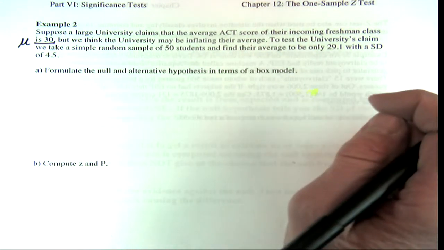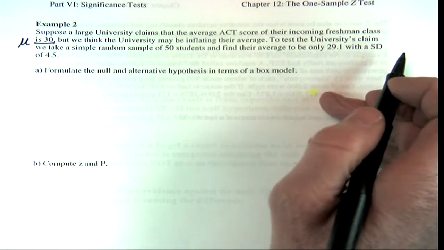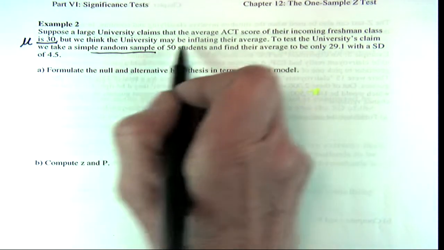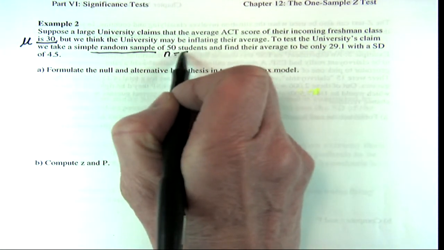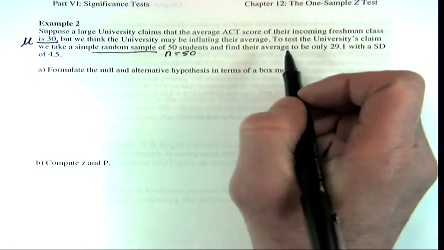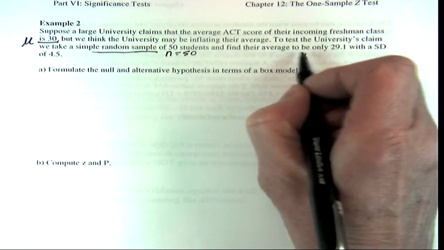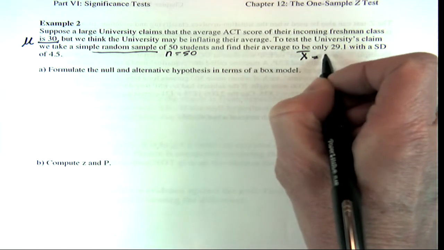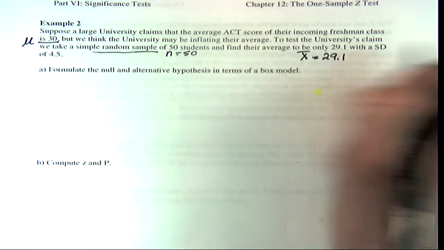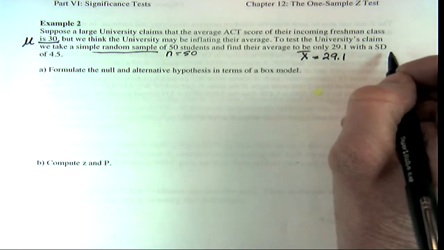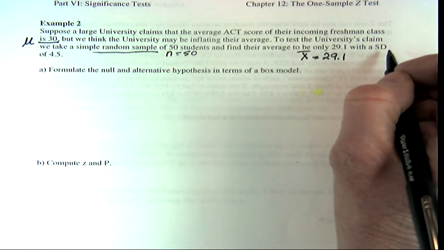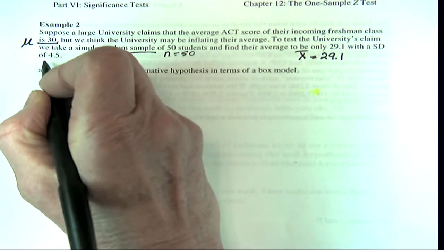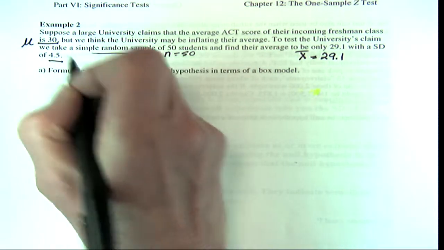So we decide to test the university's claim and take a simple random sample of n equals 50 students. That's our n. And then we find that their average, x bar, is less than that, like we expected. It's 29.1, with a standard deviation, this isn't sigma, it's the sample standard deviation, so this is the sample SD of 4.5.